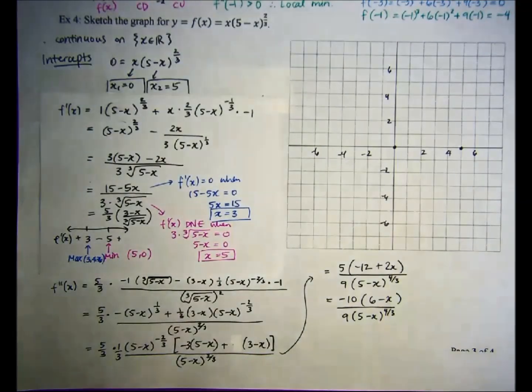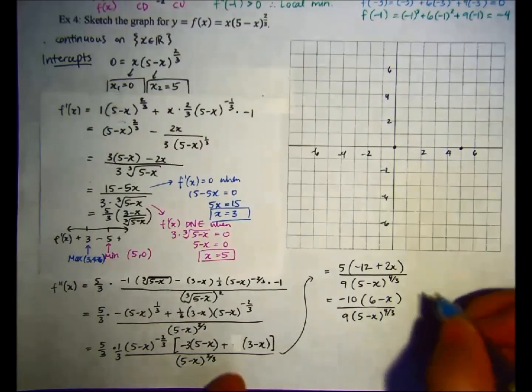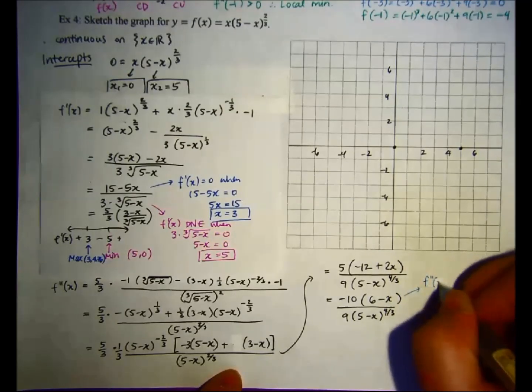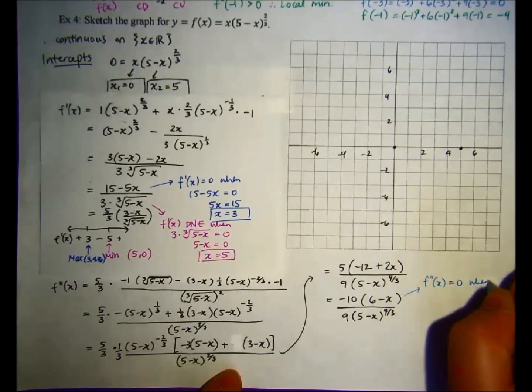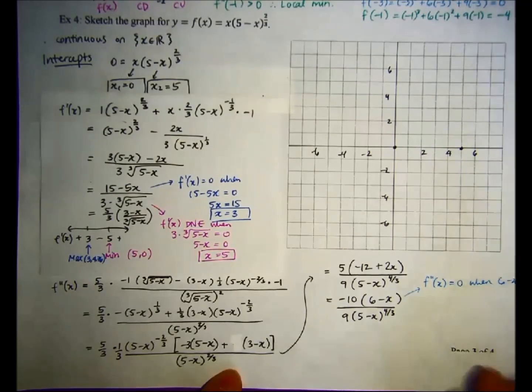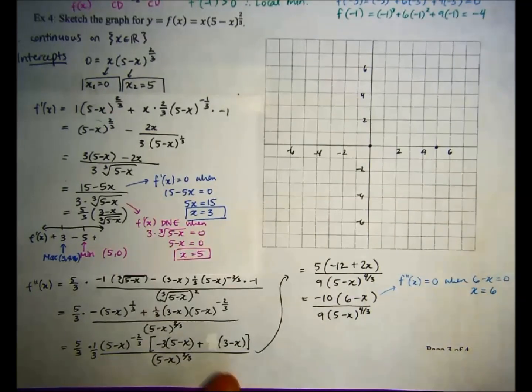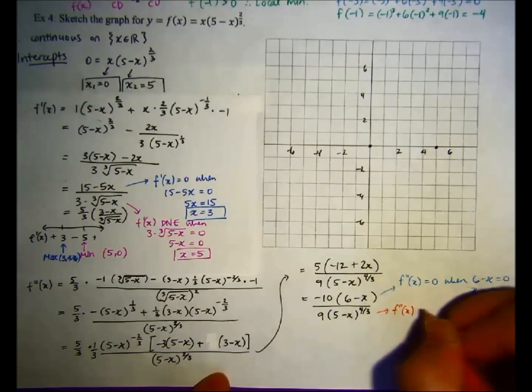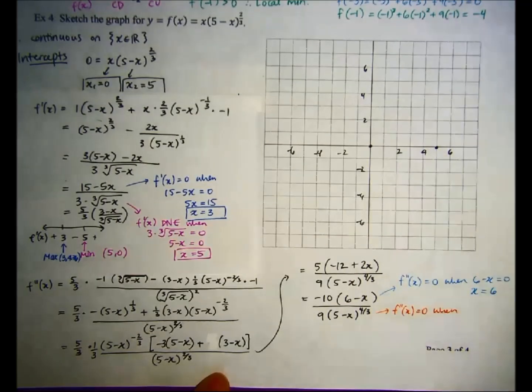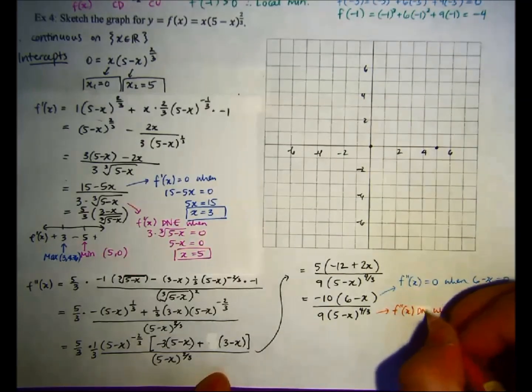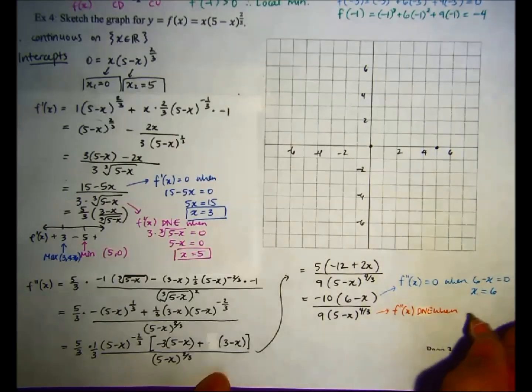So we again need to figure out where the first derivative does not exist or where it equals 0. So we know that, or sorry, the second derivative, it equals 0 when 6 minus x is equal to 0. So that means that x must be equal to 6. And then the other value where the derivative does not exist will be where the denominator is equal to 0. So that's really when x is equal to 5.